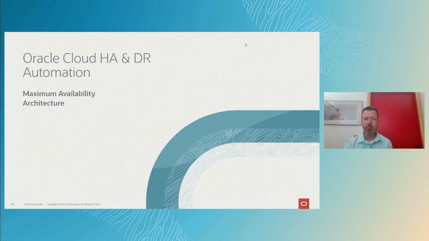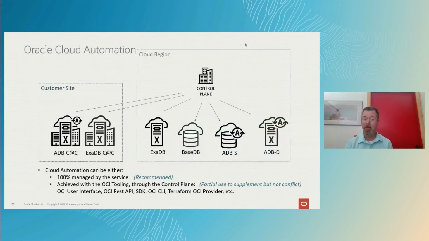All right, so as far as the automation, I want to jump into what type of cloud automation we have and how it ties in with the different database services. The one thing to keep in mind is we have a control plane built out there. It provides a GUI, as well as an Oracle user interface. We have a REST API, SDKs, Terraform, OCI providers, a lot of capabilities out there.